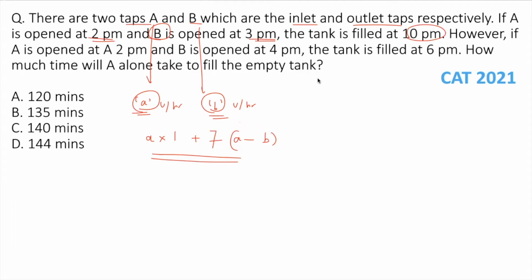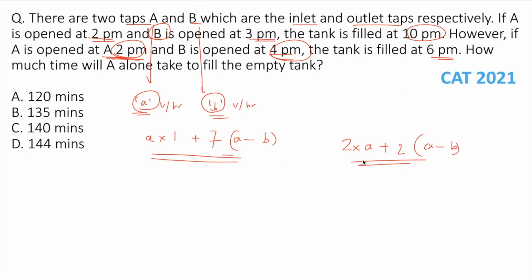Now, in the second case, if A is opened at 2 p.m. and B is opened at 4 p.m., the tank is filled at 6 p.m. That means A alone has worked for 2 hours. So the work done will be 2 into A, plus for the remaining duration, 4 p.m. to 6 p.m., A and B both are operative. That means the entire work will be performed at the rate of A minus B units per hour for 2 hours. This is again the entire tank capacity.